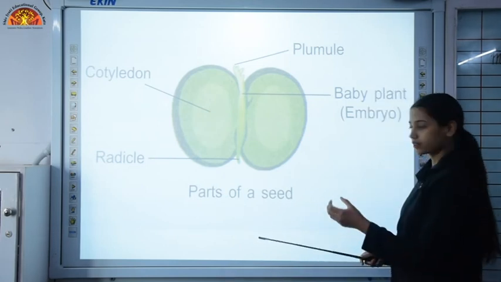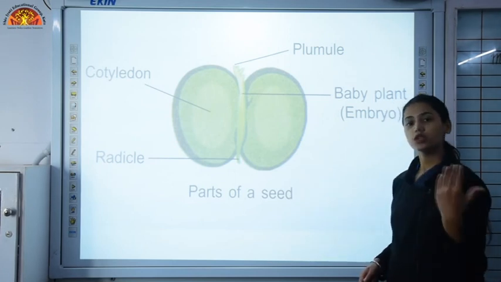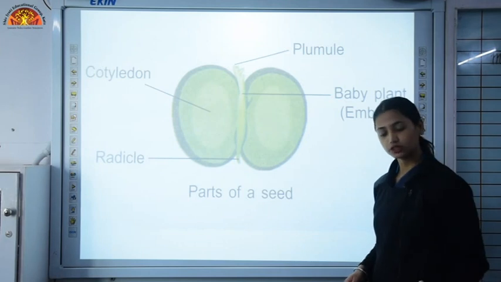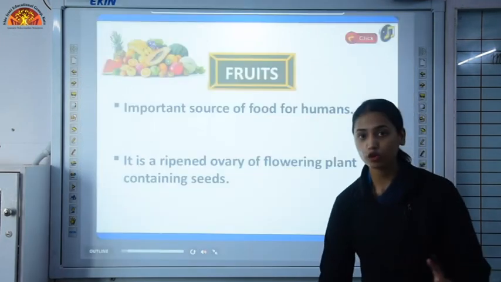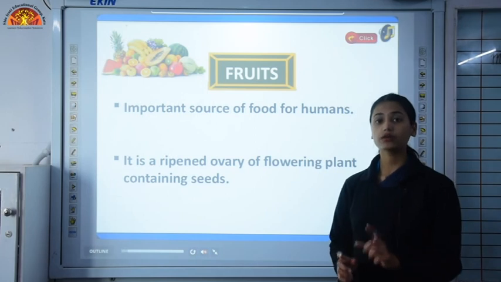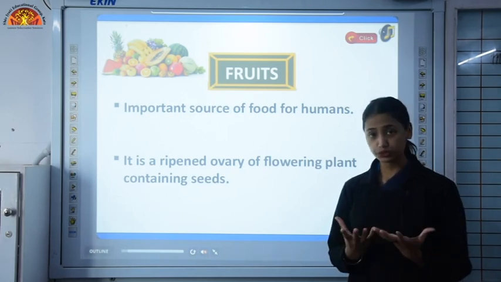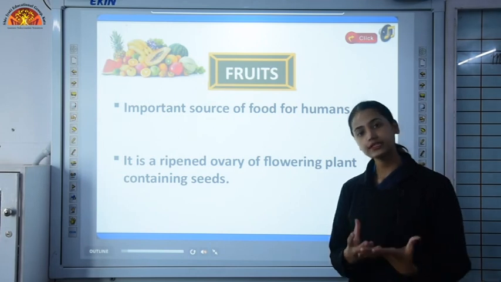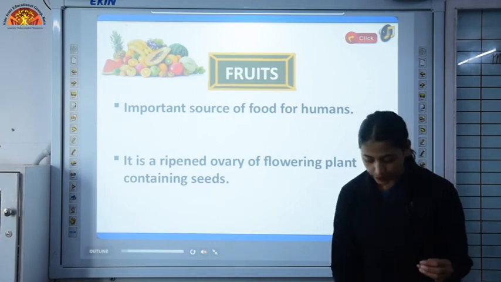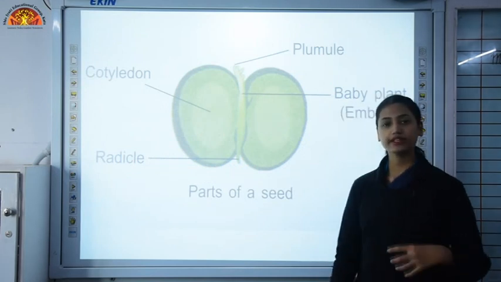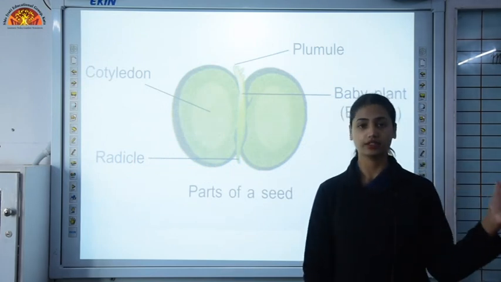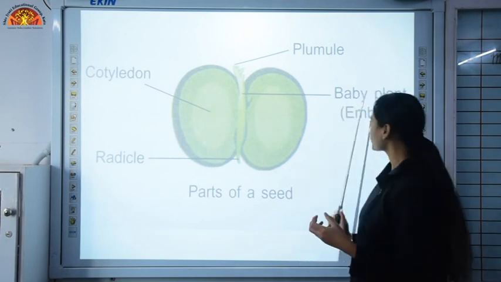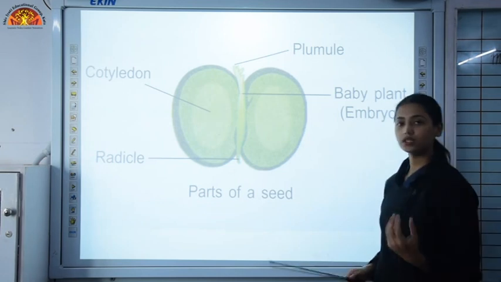And we know that gradually the seed develops into a plant, and from where do we get the seed? From the fruit. So in fruit, the ovary which I showed you just now develops into fruit, and the ovules which were inside the ovary develop into seed, and inside the seed the embryo is present. That's why after eating fruit, when we throw away the seed, it develops into a new plant. Why? Because that seed contains an embryo, and this embryo develops into a new plant.